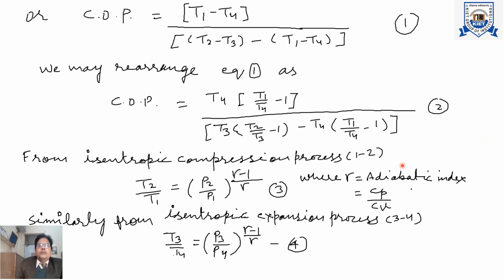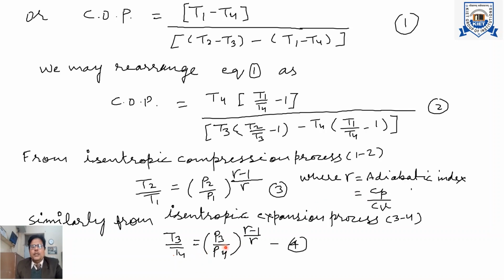Now, as we know, there are two isentropic processes. First is the isentropic compression process 1-2. From here the temperature ratio T2 over T1 equals (P2 over P1) raised to the power (gamma minus 1) over gamma, where gamma is the adiabatic index, the ratio of specific heats Cp over Cv, that is, the specific heat at constant pressure over the specific heat at constant volume.